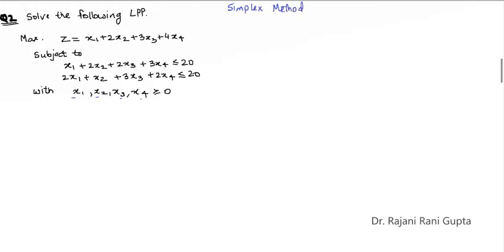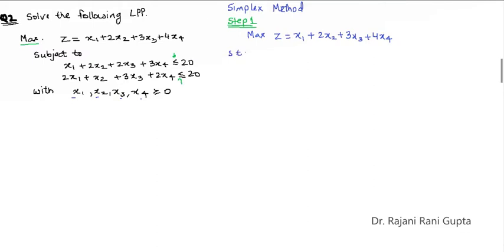Okay, so let's go to the first step. What is the first step? The first step is to convert this into standard form. How do we convert it into standard form? We need the function to be maximization, so it is already there, and we need to change the constraints into equations. So let's do it. It is maximization of z equals x1 plus 2x2 plus 3x3 plus 4x4, subject to the constraints.